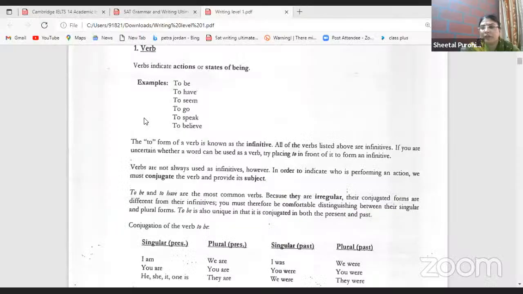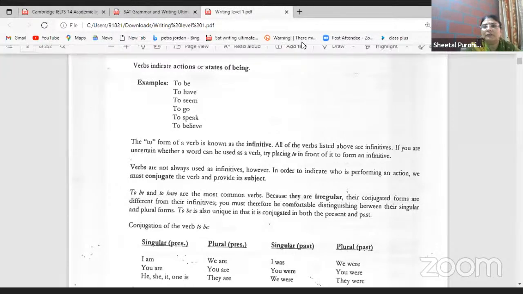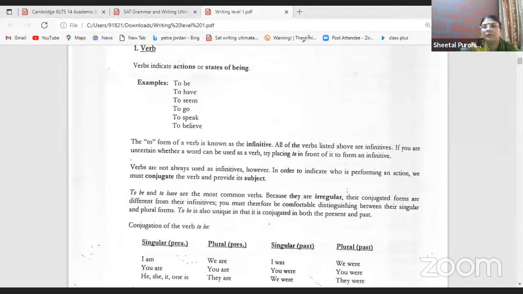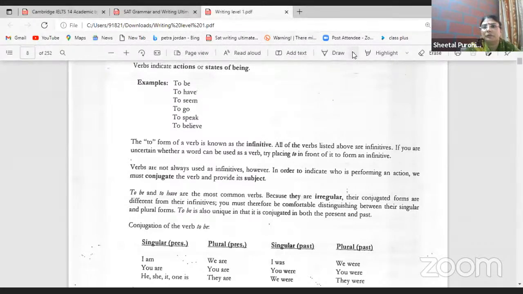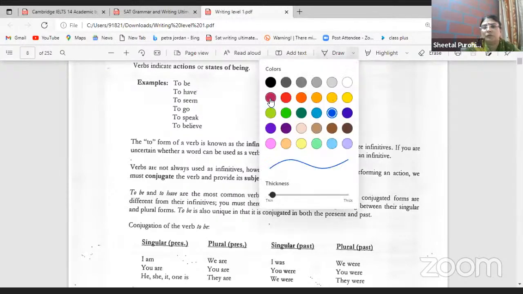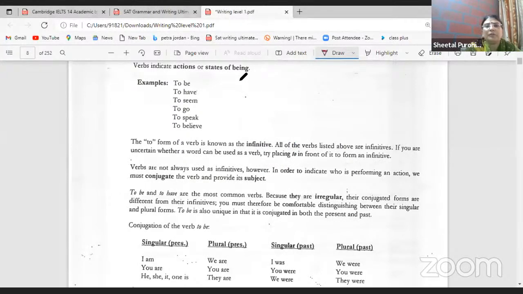Okay. So we were discussing your parts of speech. The most important part which I would like to discuss is the verb, right? So when we talk about the verb, the doing words are called verbs. The doing words are called verbs. So can you give me some examples of verbs?